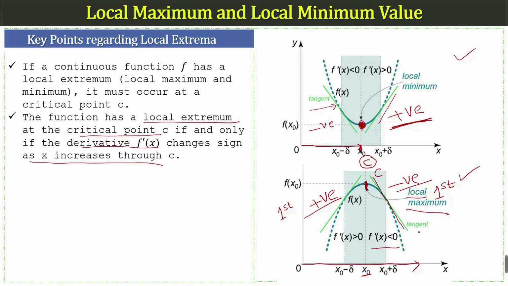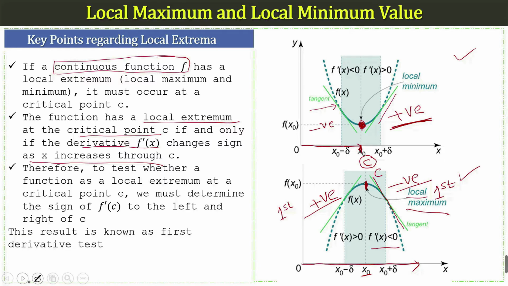Okay, so this is the second point regarding the local extrema of a continuous function. In the previous lecture we discussed the continuity and the differentiability of the function. I will provide the link in the video description, you can watch. Therefore, to test whether a function has a local extremum at the critical point, we must determine the sign of the derivative to the left and right of c.